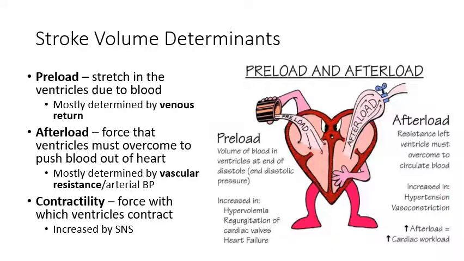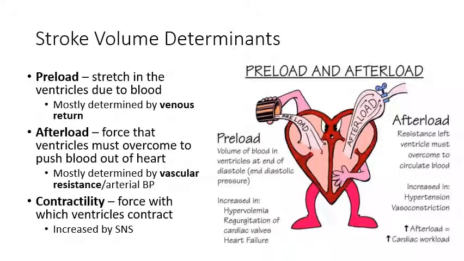So in order to talk about how cardiac output is regulated, we need to talk about the things that determine cardiac output. One of those things is stroke volume. Stroke volume has three major determinants, which are preload, afterload, and contractility. Preload is the stretch in the ventricles that's caused by blood filling them. Afterload is the force the ventricles have to overcome to push the blood out of the heart. And contractility is the force with which the ventricles contract.